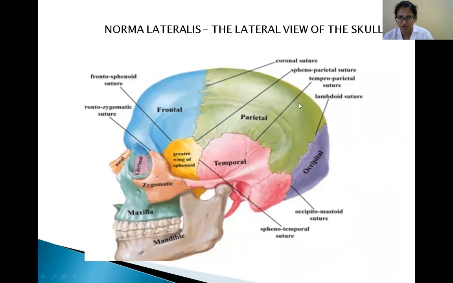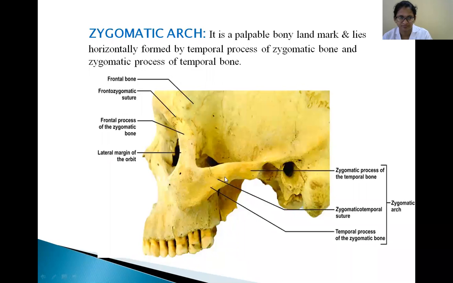See, this is the norma lateralis view. The bones forming the norma lateralis view are frontal bone, parietal bone, greater wing of the sphenoid, temporal bone, occipital bone, zygomatic bone, maxilla, and mandible. These are all the bones which form the norma lateralis.